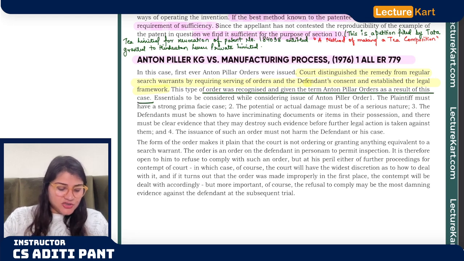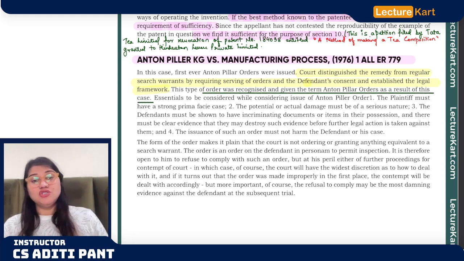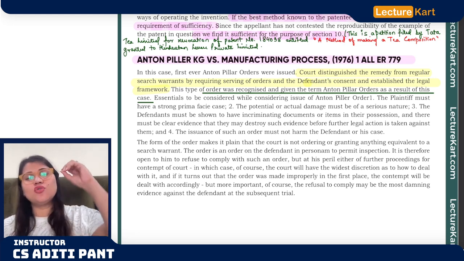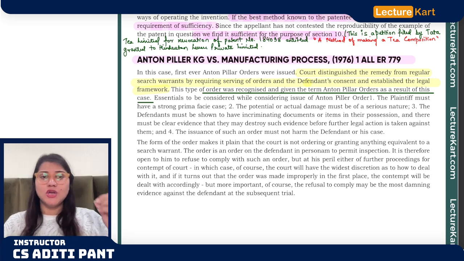Essentials to be considered while considering the issue of an Anton Piller order. The plaintiff, the person who is contending, should have a strong prima facie case, or should have a strong prima facie apparent.